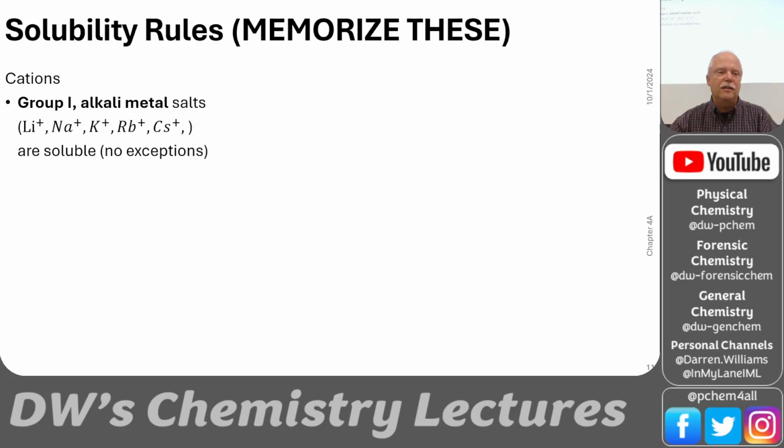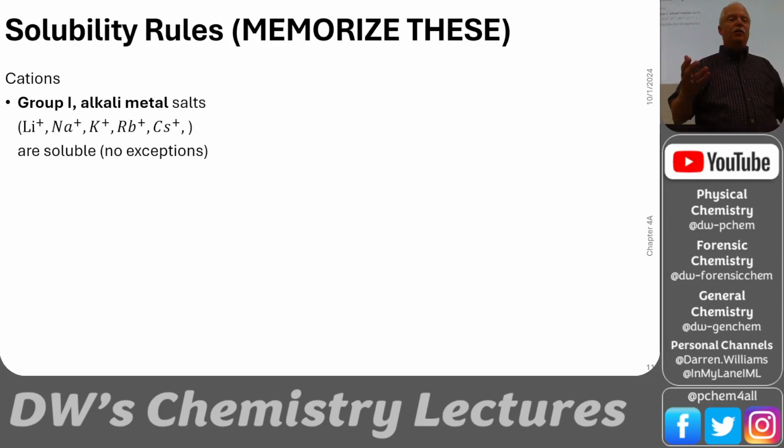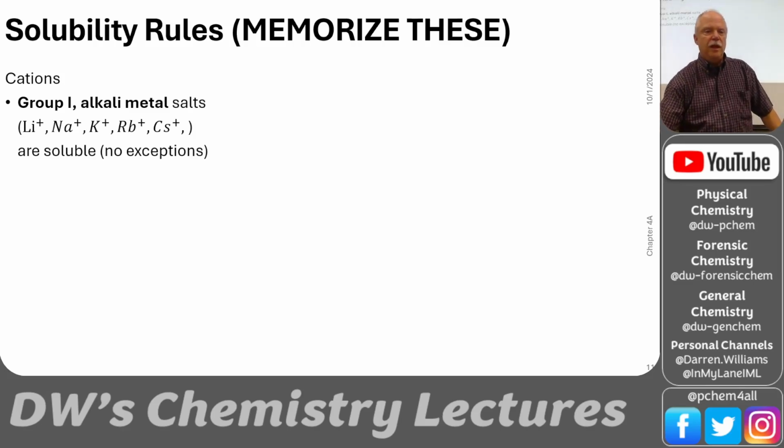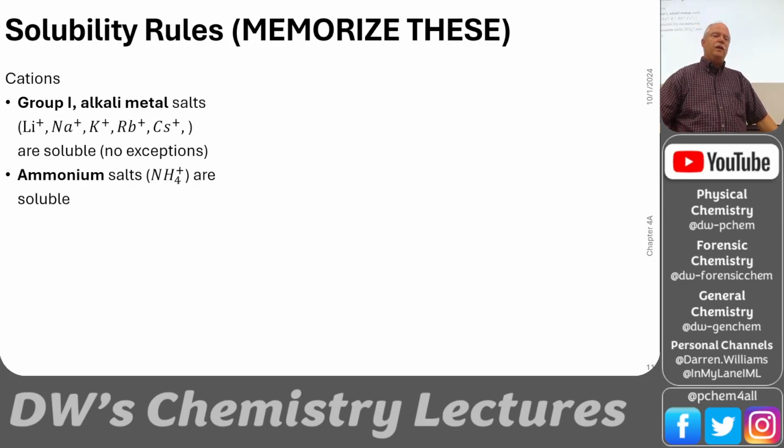So cations, real easy. Here, group 1, alkali metals, all of these guys are soluble no matter what you put them with. Okay. So if it's potassium, sodium, rubidium, cesium, or lithium, you're going to know that those are soluble. And also ammonium. So the NH4 plus, it behaves like an alkali metal. It's not a metal, but it behaves like that. So it's going to be soluble.